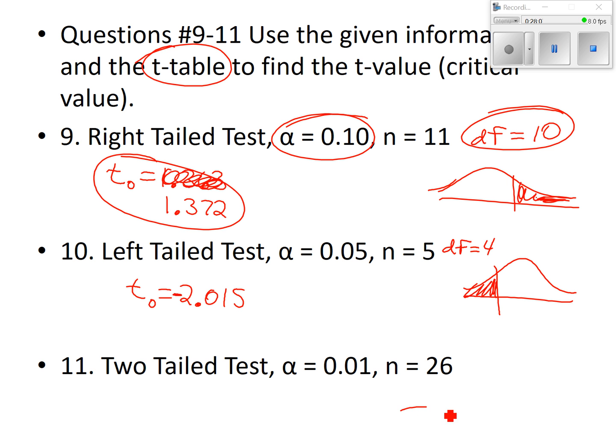Two-tailed. How many answers should we come up with this time? Two. That might be the worst graph I've ever drawn. So we should come up with 2 answers, one negative, so it's t-zero plus or minus. What's our DF this time? 25, so go down to 25. Remember to look in the two-tailed row this time. 2.787. Yeah, that's right.